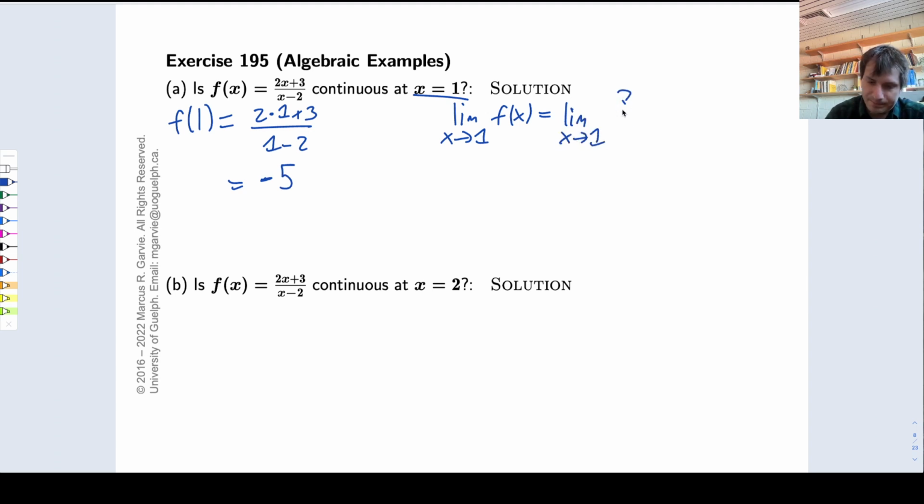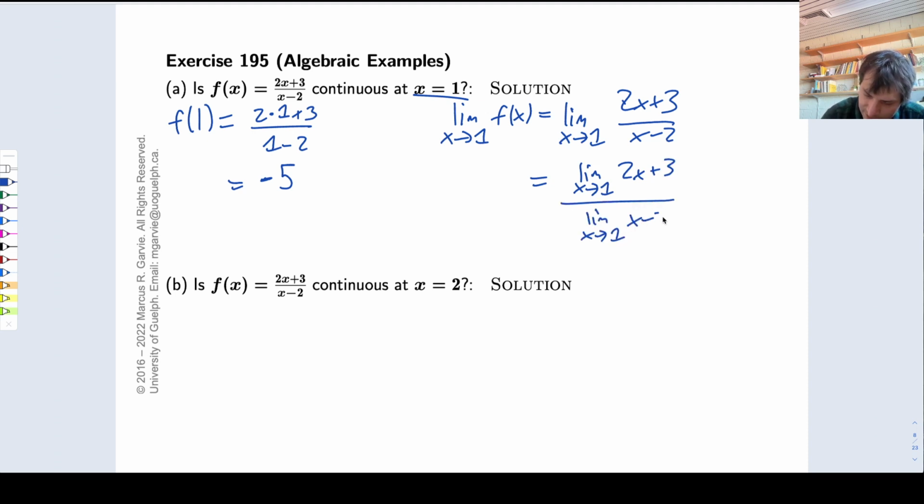And for the limit, we can use our limit laws. The limit laws say we can do the limit of the top divided by the limit of the bottom, the limit of 2x plus 3 divided by the limit as x goes to 1 of x minus 2. On the top is the polynomial, 2x plus 3, so we can just plug in and we get 2 times 1 plus 3. On the bottom is also a polynomial, x minus 2, so we get 1 minus 2. So we can just plug in.